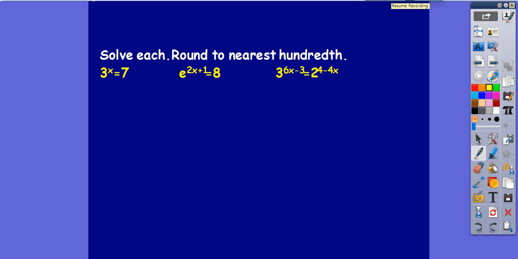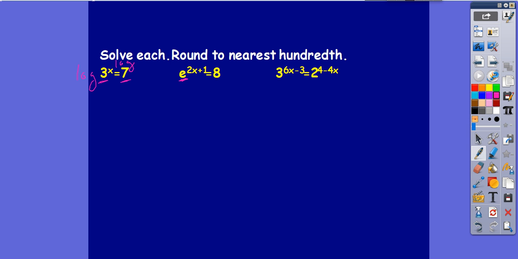All right, looking at these, there's no logs. Okay, I can't make the bases on each side the same because we have a 3 and a 7. There's no way to break those down into the same thing. So when we have a situation like this, we need to solve it by putting a log on both sides. It can be a common log, it can be a natural log. It doesn't matter which one as long as you do the same to both sides, unless right here we see this e, and then we have to do a natural log. So I want to put a common log on both sides.